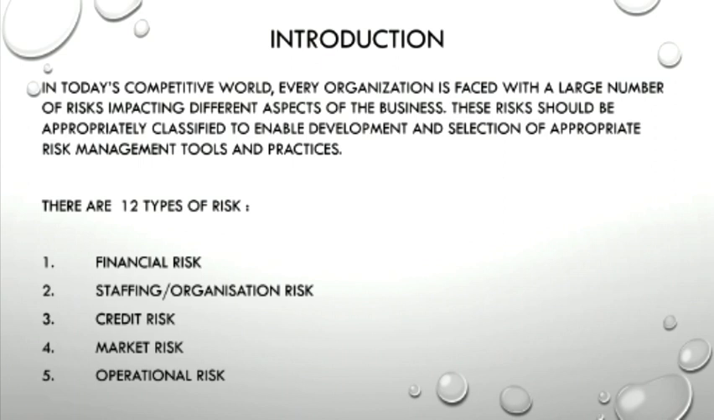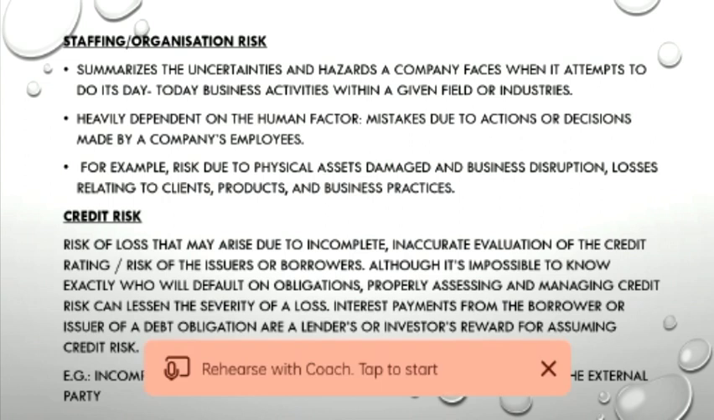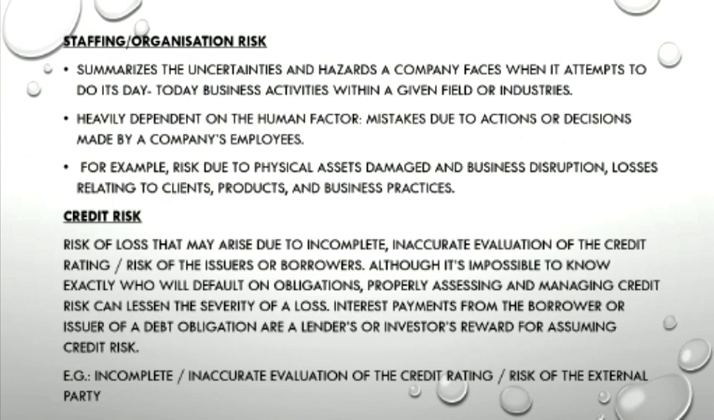First one, financial risk. Second one, staffing or organization risk. Third one, credit risk. Fourth one, market risk. Fifth one, operational risk. First one, staffing or organization risk. It summarizes the uncertainties and hazards a company faces when it attempts to do its day-to-day activities within a given field or industry. Heavily dependent on the human factor, mistakes due to actions or decisions made by a company's employees. For example, risk due to physical assets damaged and business disruption, losses relating to clients, products, and business practices.